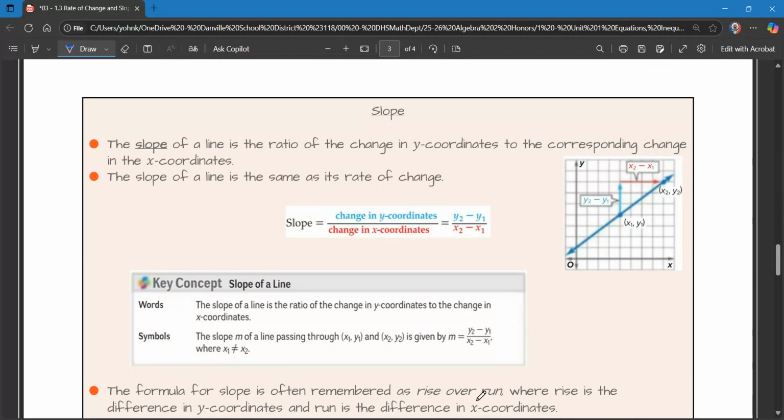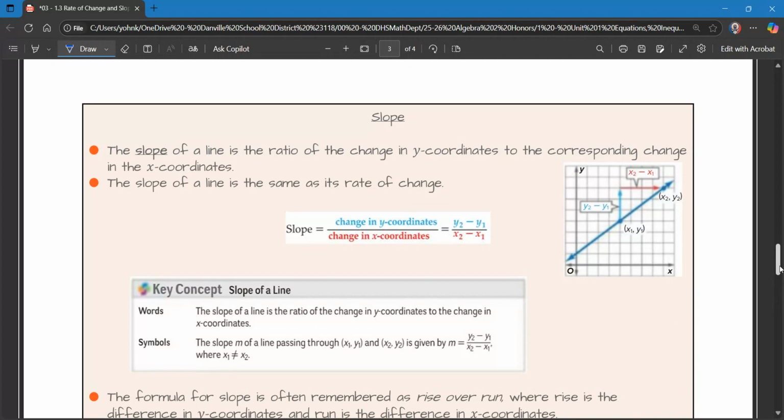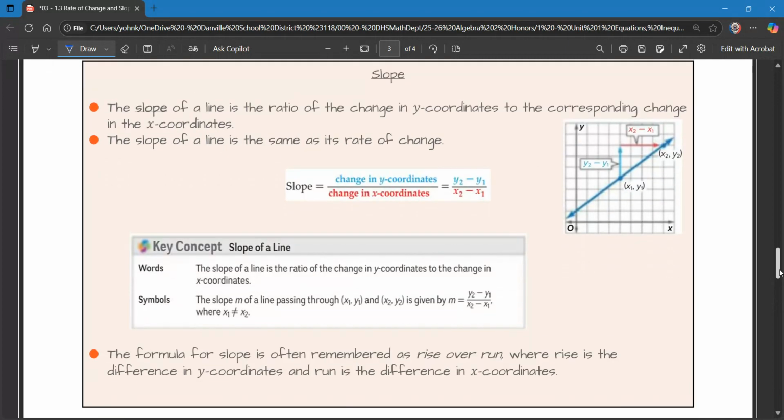Let's talk a little bit more about slope. So the slope of a line is the ratio of the change in y coordinates to the corresponding change in x coordinates. The slope of the line is the same as its rate of change. So we've been talking about this. Basically we're taking rate of change from the previous slides and slapping the word slope on it. Same idea. We've got the formula for slope, change in the y coordinates over change in x coordinates. We have the formula here, y2 minus y1 over x2 minus x1.